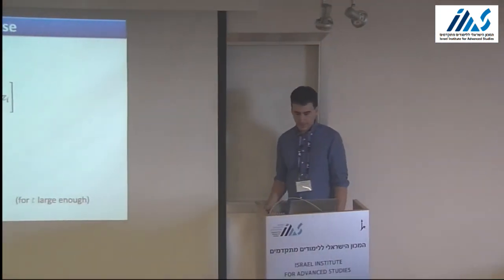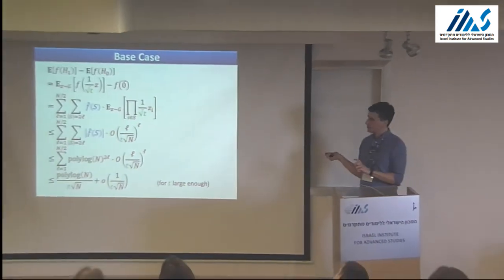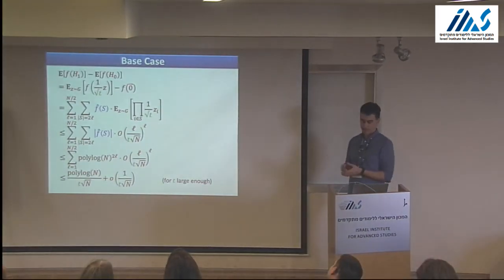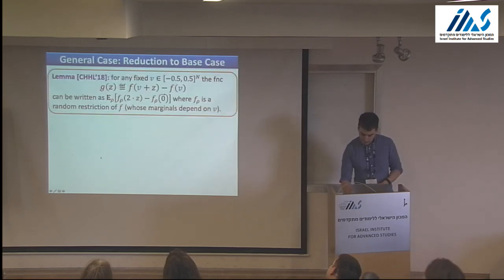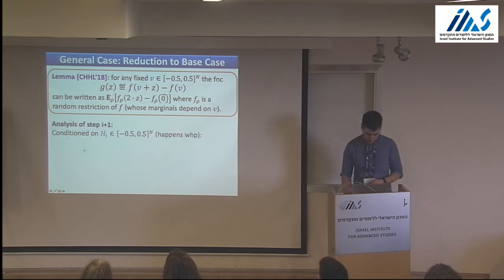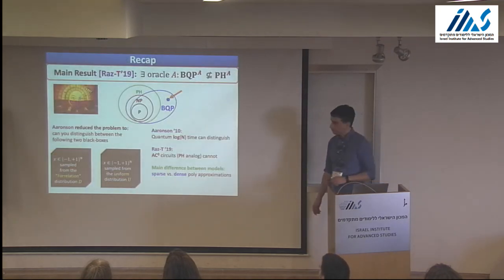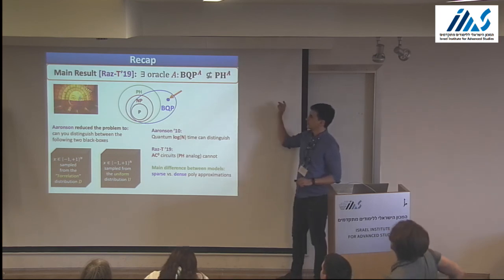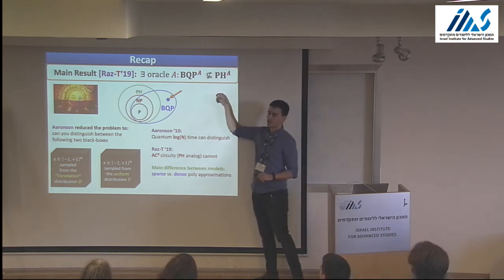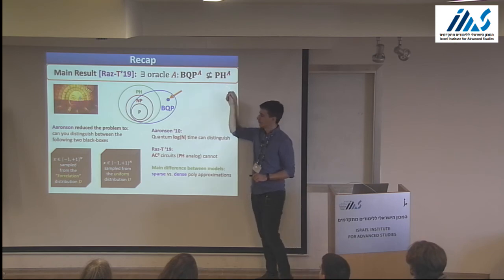Okay. I will not go over the reduction from the general case to the base case, but I would rather recap and maybe mention an open question. Okay. So to recap these two talks, our main result was an oracle separation that shows that BQP can go beyond the entire polynomial hierarchy relative to an oracle.